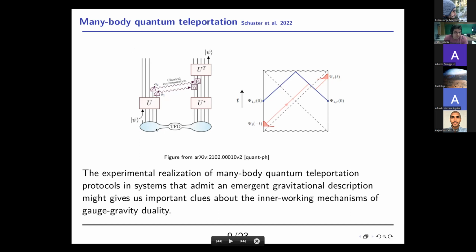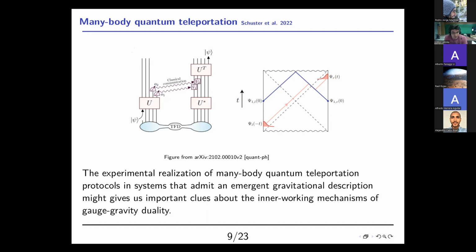It's somewhat similar to normal teleportation. In normal teleportation, we have Alice and Bob, and they share an entangled pair. Alice wants to teleport a qubit to Bob, and she performs a measurement in some particular basis. Then after some classical communication, Bob is able to obtain the qubit from Alice. Here it's somewhat analogous, but instead of an EPR pair, you have a thermofield double state, which sort of plays the role of the EPR pair.